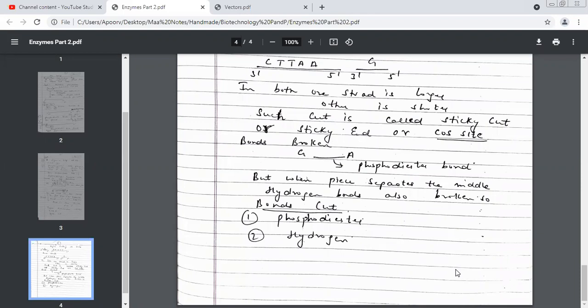Non-sticky ends. Only phosphodiester bonds are broken over here. Hydrogen bonds are not broken. That is not there in your syllabus, but just to tell you that these kind of cuts are known as non-sticky cuts. Now, why is this cut called a sticky cut? Anyone? Any idea?